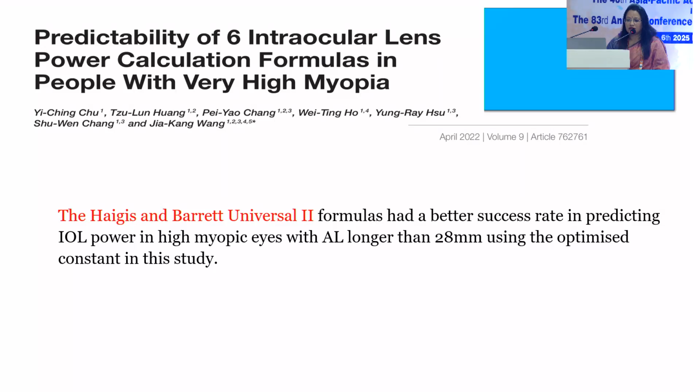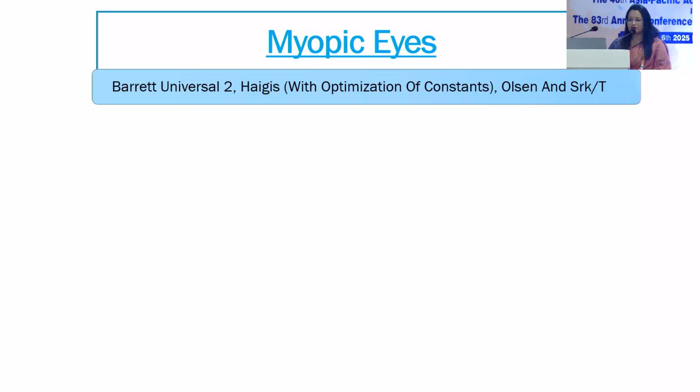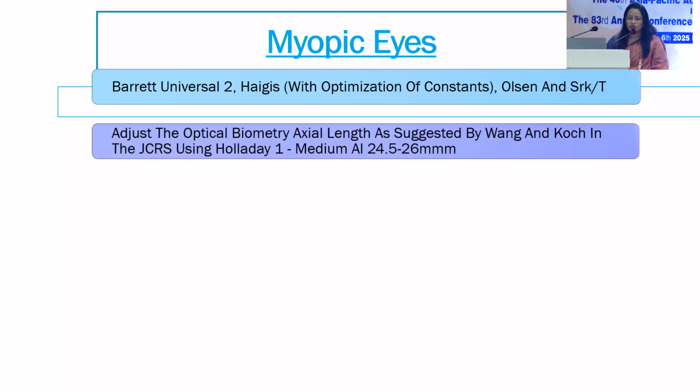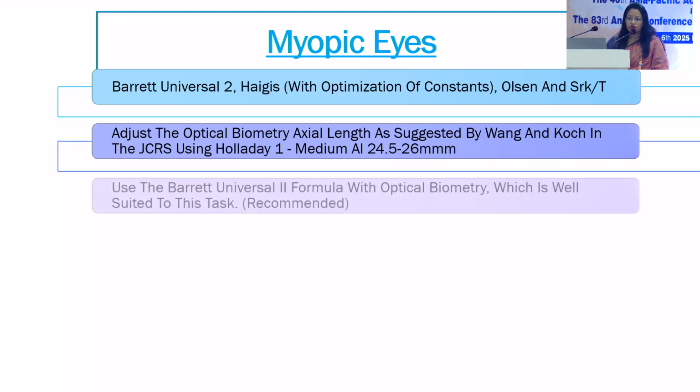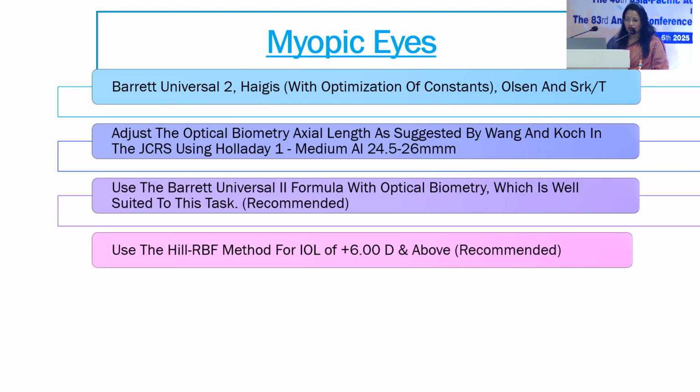So this was another study, and they found that the Haigis and Barrett Universal 2 formulas have a better success rate in predicting IOL powers in highly myopic eyes with longer axial length. So Barrett Universal 2 or Haigis with an optimized A constant is the way to go. In these myopic eyes, we need to adjust the optical biometry axial length, which is suggested as the Wang and Cooke modification in JCRS. But I think Barrett Universal 2 is the formula which is quite commonly used these days and gives very good results to all of us. And because it is also available free online, we can all use this particular formula.